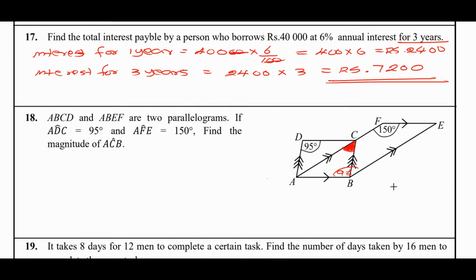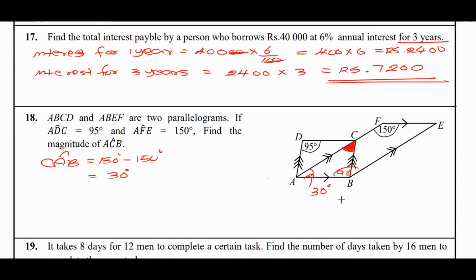As well as ABEF also a parallelogram, but this is 150. Then I can find the value of this CAB angle, because this 150 and this CAB angle should be equal to 180 because of the allied angles. Then angle CAB should be equal to 180 minus 150. That means CAB equals 30 degrees. Then this angle should be 30 degrees.